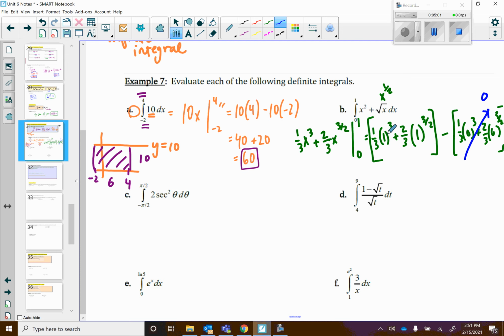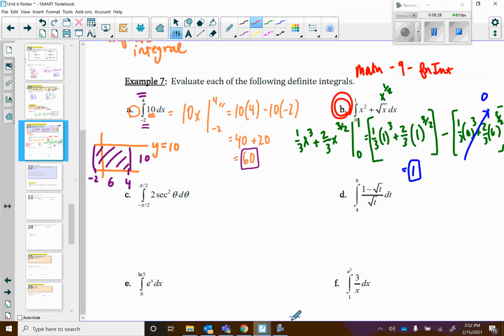1 cubed is just 1. 1 to the 3/2 is just 1. So I have 1/3 plus 2/3. I get 1. This would be a problem that you could check using your derivative, or excuse me, antiderivative on the calculator. So math, option 9, function integral.